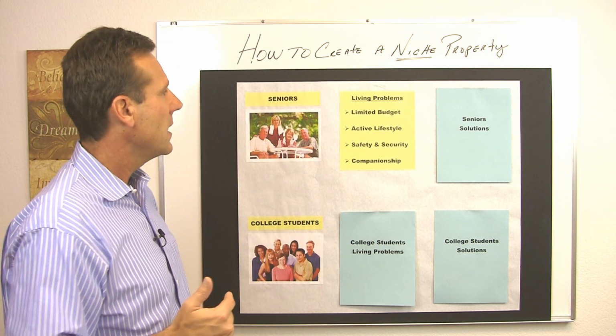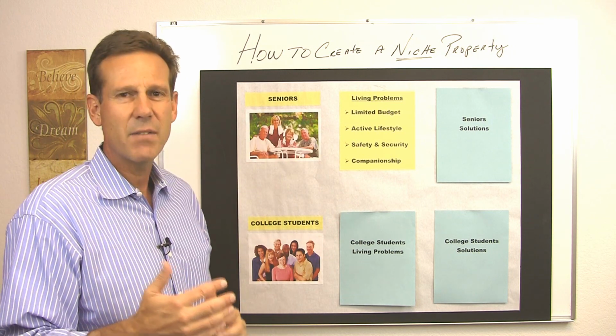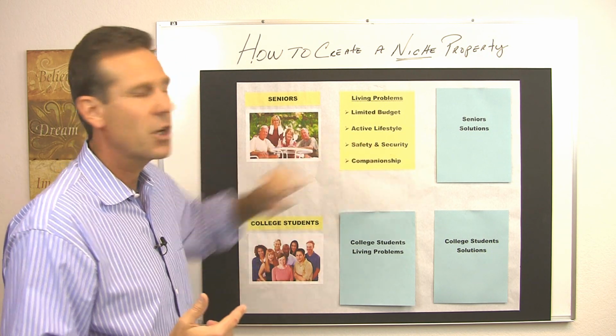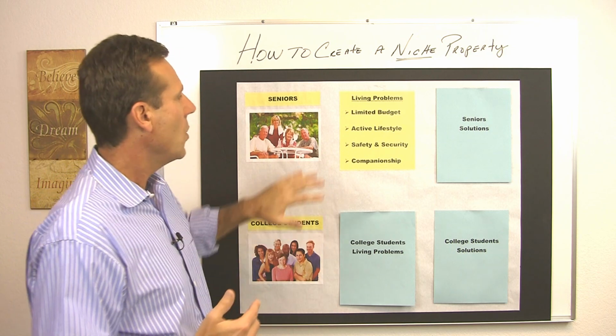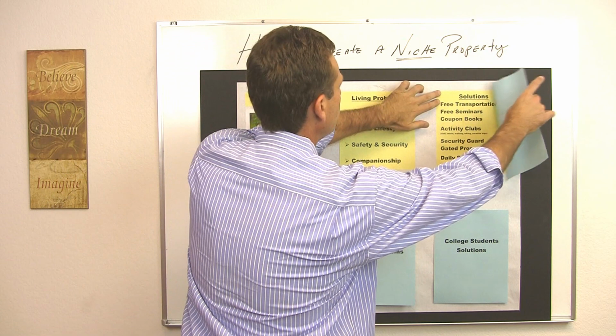Seniors have a limited budget. Seniors have an active lifestyle. At least they want an active lifestyle. Seniors, safety and security is important to them. And also they're looking for companionship. So what are some solutions that we can come up with for those problems?